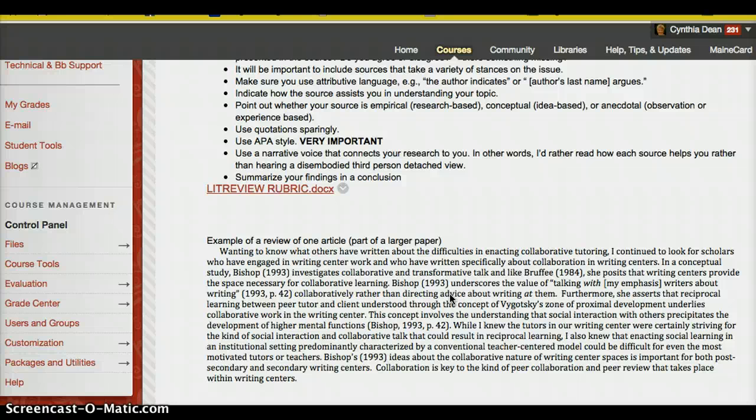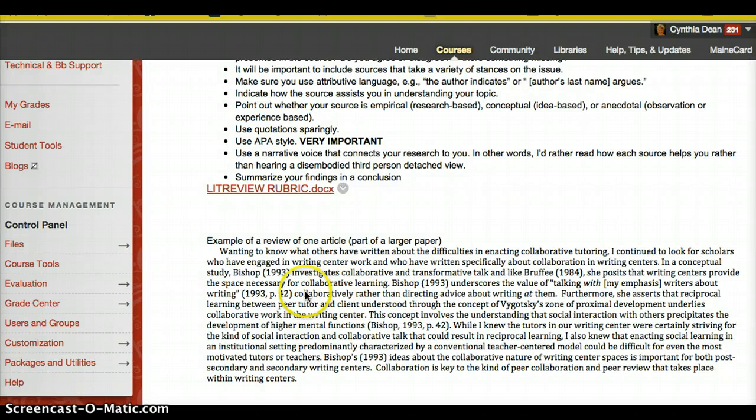And so this is an example of one article that I found about collaborative work. You'll notice that I begin it with wanting to know what others have written about the difficulties in enacting collaborative tutoring. I continue to look for scholars who have engaged in writing center work and who have written specifically about collaboration in writing centers. So that was a lead in to this particular author. And again, you'll see, I'm not going to read the whole thing to you. You can see that I'm reviewing what she said.